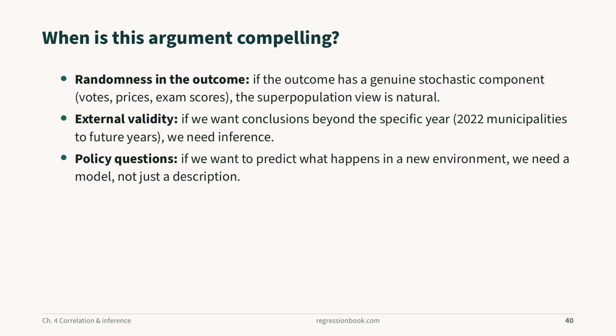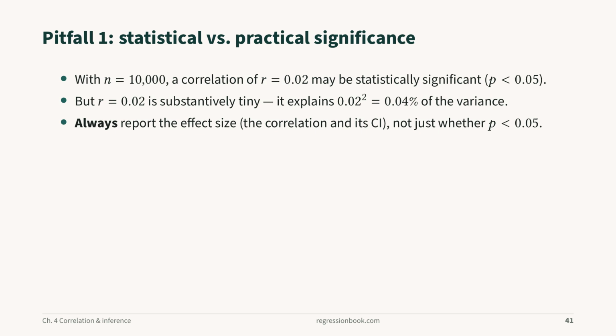When is that argument compelling? 3 cases. When the outcome has a genuine stochastic component, votes, prices, exam scores, the superpopulation view is natural. When we want external validity, conclusions that reach beyond one particular year to future years, we need inference. And for policy questions, predicting what happens in a new environment requires a model of the process, not just a description of one dataset.